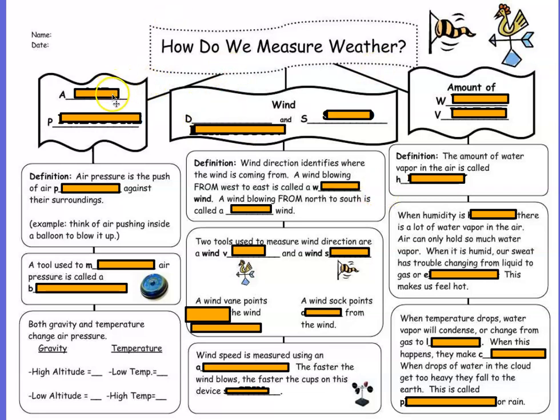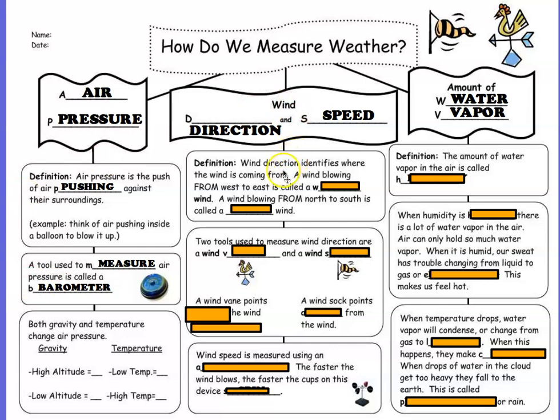How do we measure weather? We do it with air pressure and wind direction and wind speed. Also, the total amount that can be calculated with a wind vane, but we're really specifically looking at water vapor. Air pressure is the push of air pushing or pressing against the surroundings. Think of somebody sitting on a balloon. It's the pressure inside and can hold you up if you're sitting on it the correct way. A tool used to measure air pressure is called a barometer.